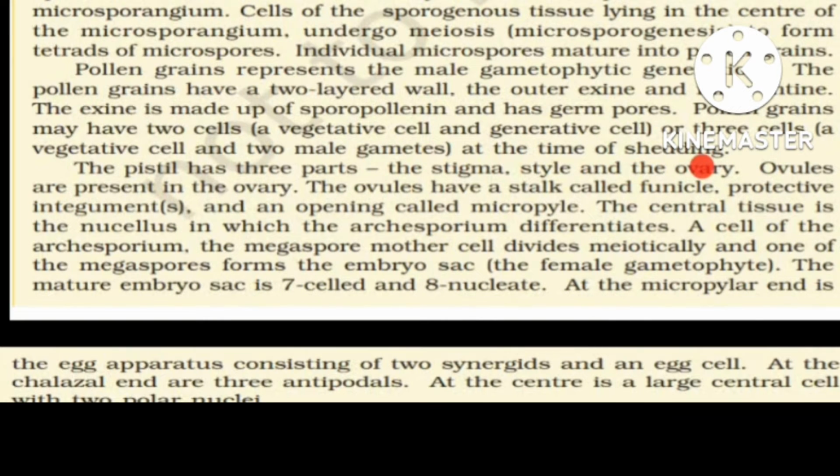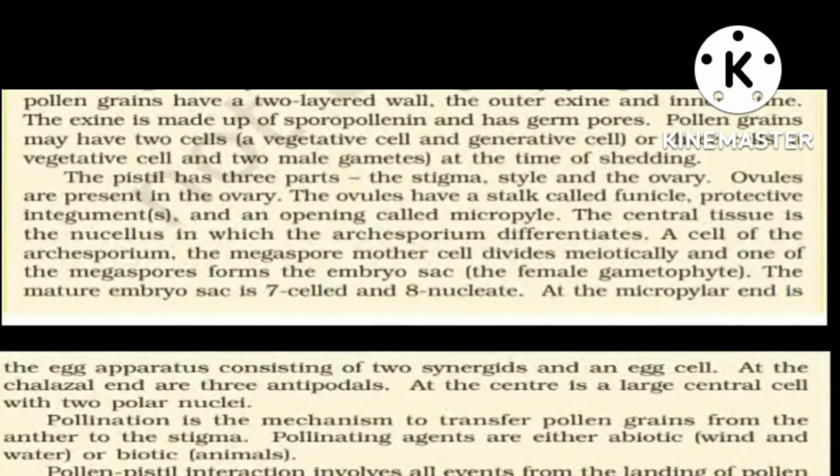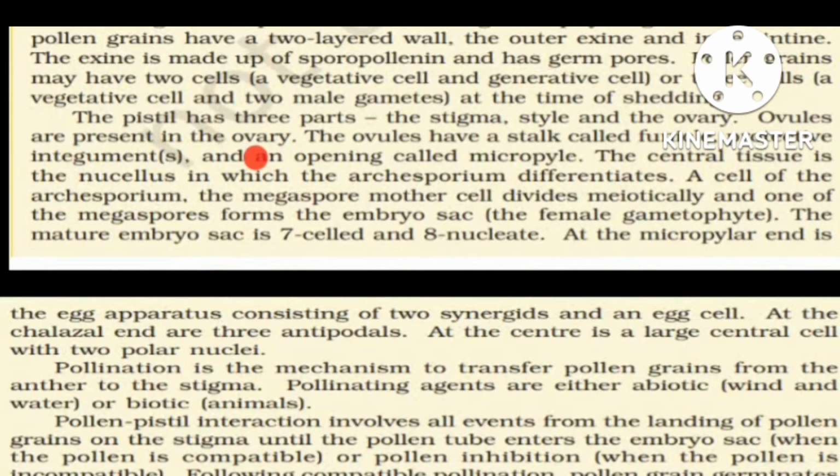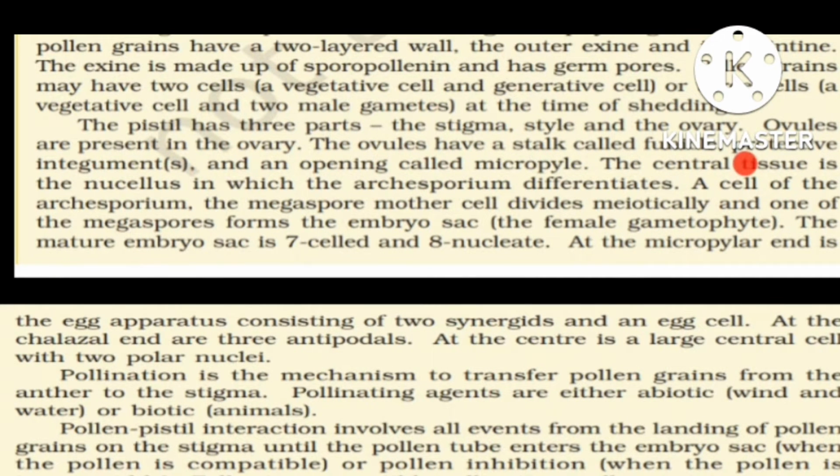The pistil has three parts, the stigma, style and the ovary. The ovules are present in the ovary. The ovules have a stalk called a funicle, protective integuments and an opening called micropyle. The central tissue is the nucellus, in which the archesporium differentiates.